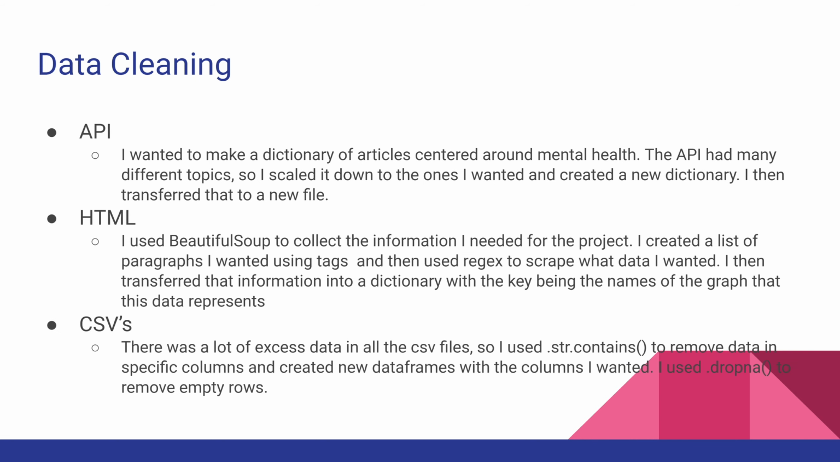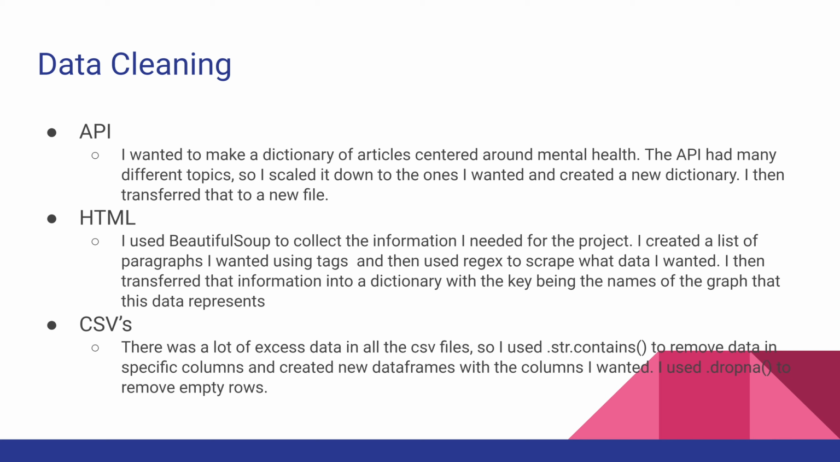In general, I had a lot of excess data, so the first step in most cases was to get rid of what I didn't need. For the API, I scaled it to only mental health articles, and then I created a dictionary with the ones I needed. For the HTML, I used Beautiful Soup to collect the information I needed for the project. I created a list of paragraphs I wanted using tags, and then used regex to scrape what data I wanted. I then transferred the information into a dictionary, with the key being the names of the graph that this data represented.